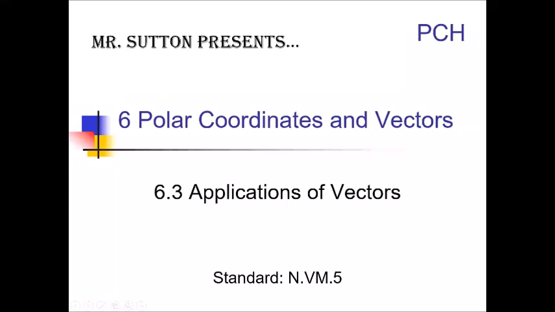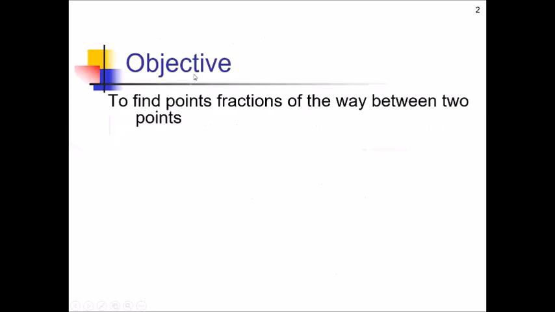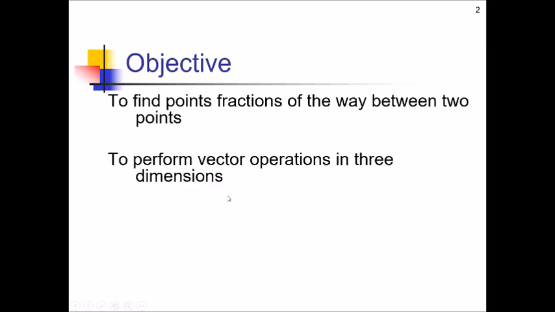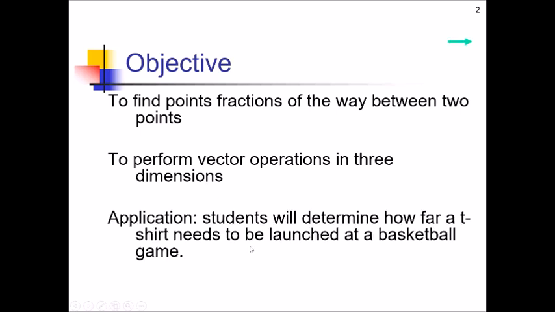Hello there, Mr. Sutton here, bringing you the Pre-Cal Honors 6-3 lesson on applications of vectors. For this one, we will be finding points that are fractions of the way between 2 points, other than just halfway, and also figuring out vector operations in 3 dimensions. As a real-life application, we'll figure out how far a t-shirt needs to be launched at a basketball game.